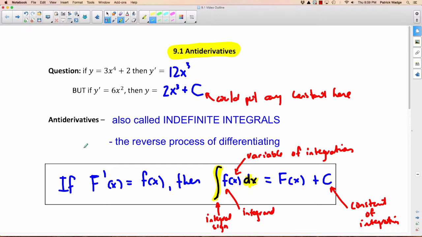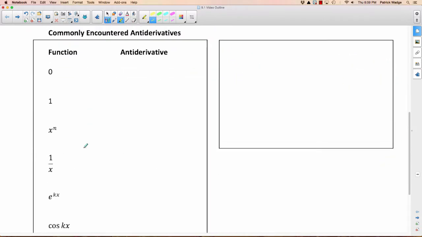Okay, let's move on. So, some commonly encountered antiderivatives. If you had the function 0, what would be the antiderivative? So in other words, you know this already, what sort of function, when you take the derivative of it, do you get 0? Well, we already talked about that. When you take the derivative of any constant.